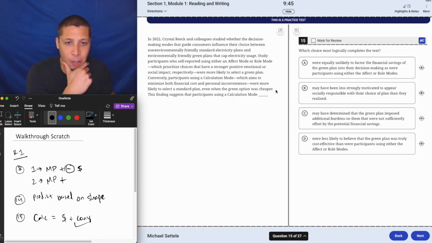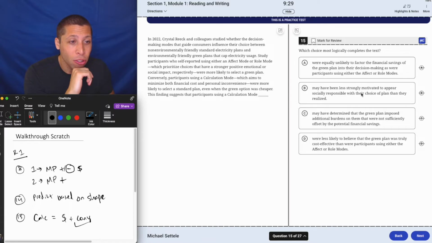Let's see if that's an answer. Were equally unlikely to factor the financial savings of the green plan into their decision making, as were participants using either the effect or role modes. Are we comparing those people? I don't know. I don't know what this means.